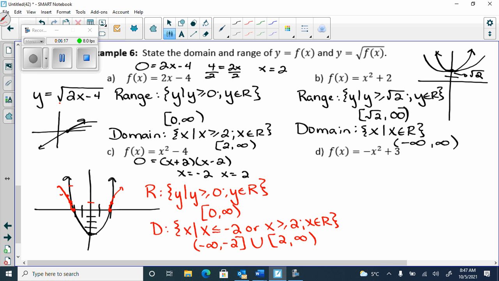Can you use the union symbol inside interval? Yep. Set notation, so you should be able to do it. I don't think you can.